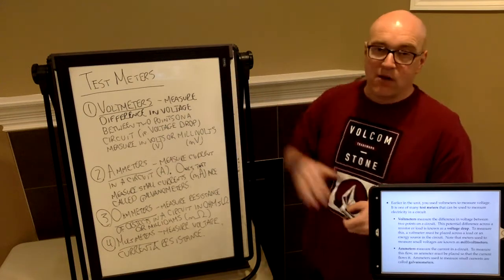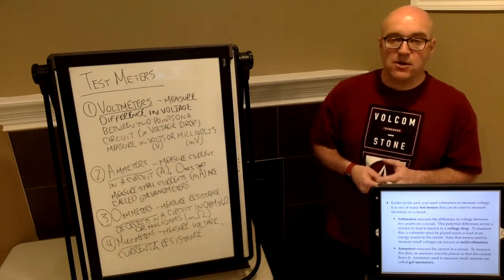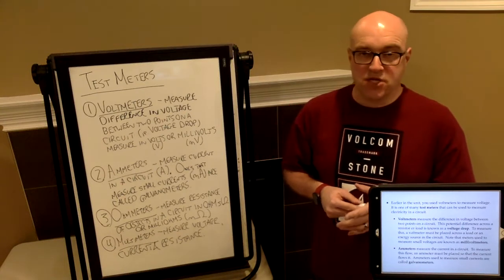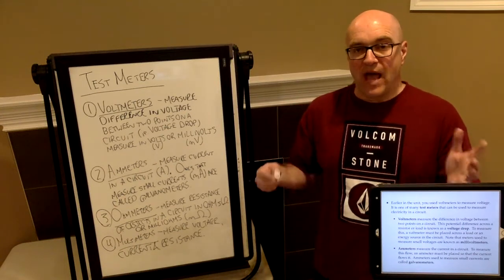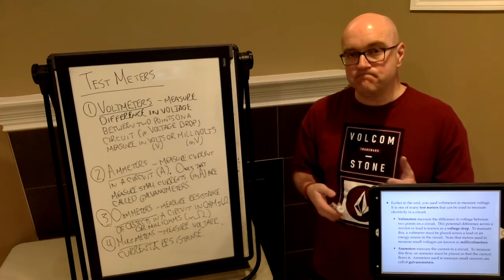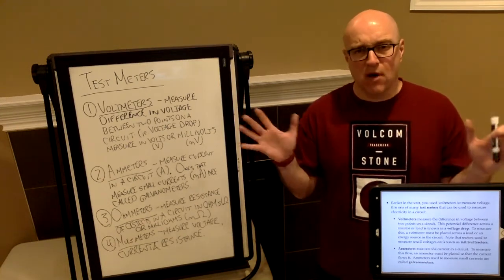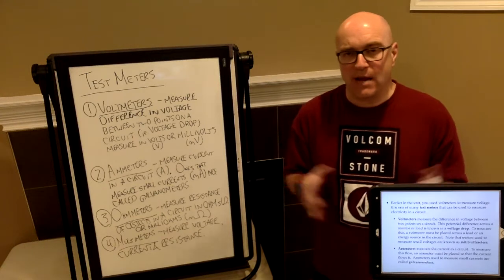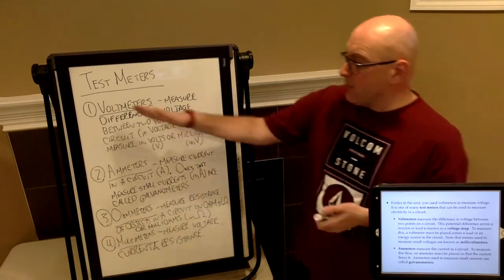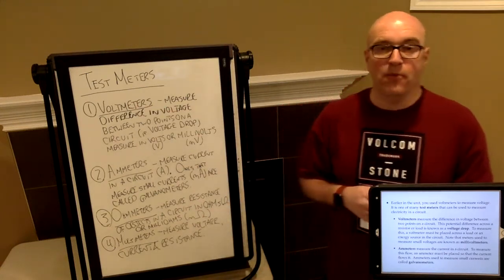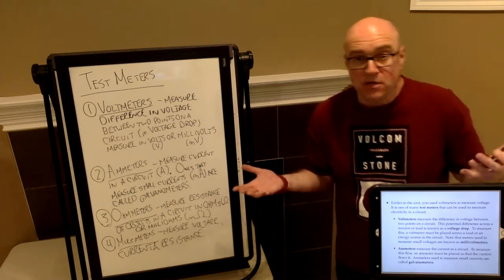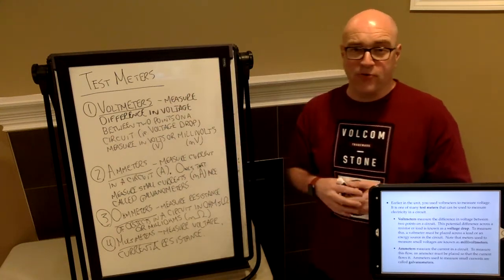Well, what we have for that are what we call test meters. Test meters are used by electricians to measure various aspects in a circuit. And they're pretty obviously named. Their names basically tell you what they measure. The first one are voltmeters. Well, a voltmeter is going to measure what? A voltage. It says voltmeter. It's got to be voltage that it's measuring.